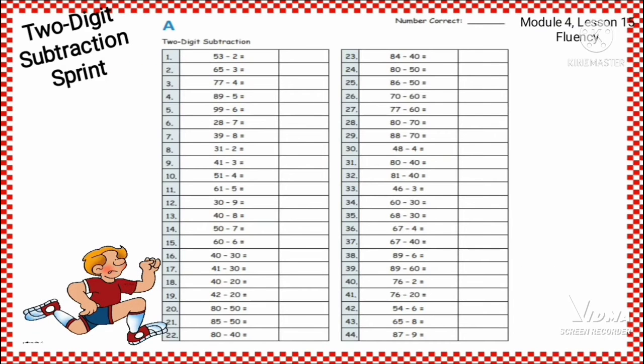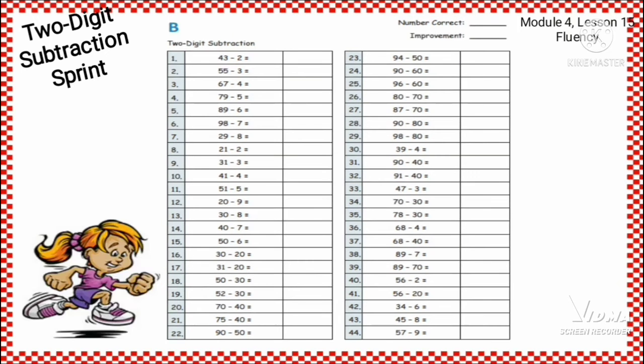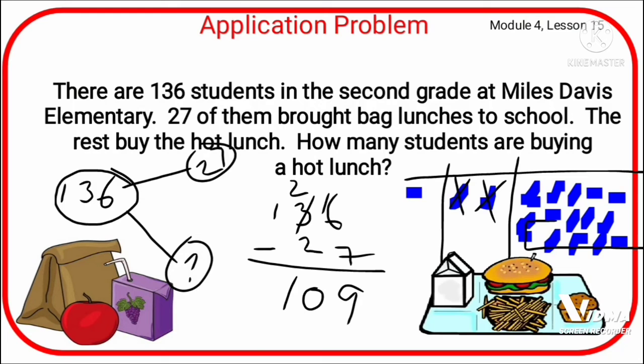Alright, please complete your lesson 15 sprint. Your lesson 15 sprint is just simple subtraction sentences like 53 minus 2, 51. You see, like 70 minus 60, 10. So please do your subtractions and bring your work for marking.